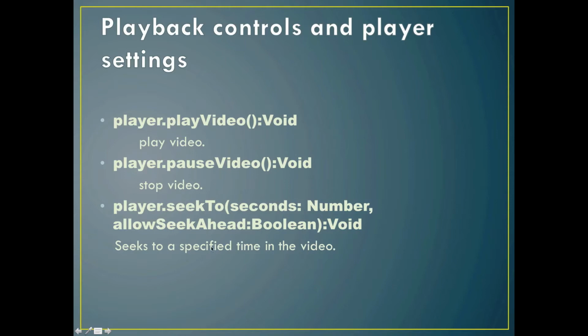For player controls and player settings, there are 3 functions I will use in my simple code. The first is playVideo, the second is pauseVideo, and the third is seekTo. You can put the seconds you want to seek to here, such as 3 or 5, any time, and allowSeekAhead can be set to true, and the player will seek to the specific time you set in the video. So if I want to share the best part of the video, starting maybe at 3 and ending at 10, I must add this function to my code.